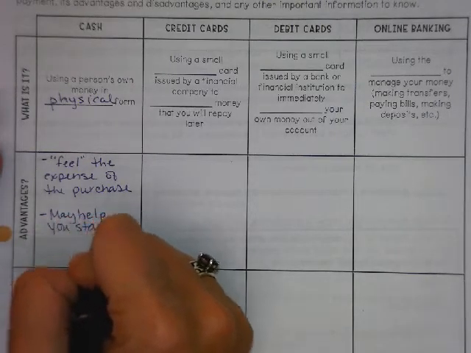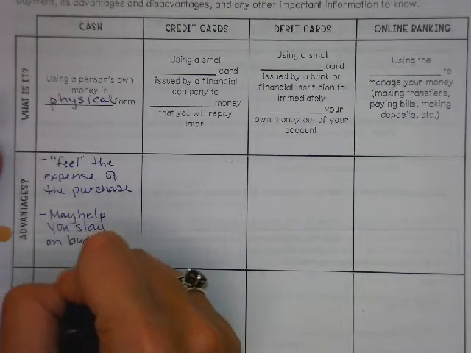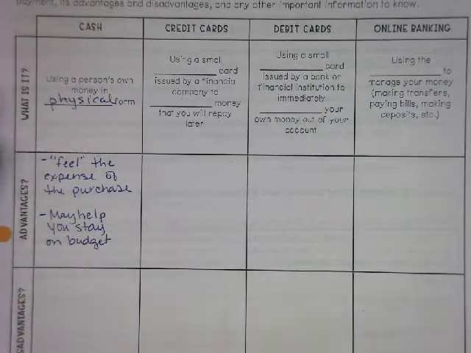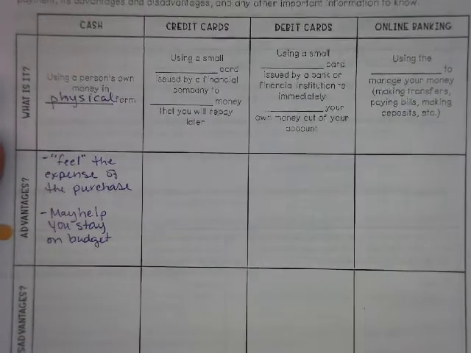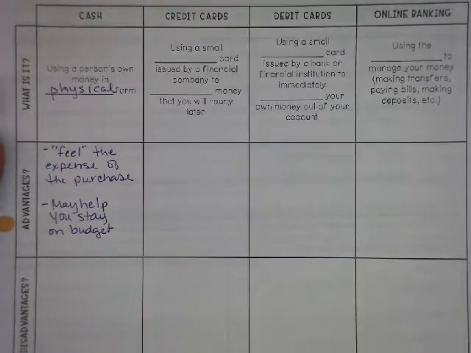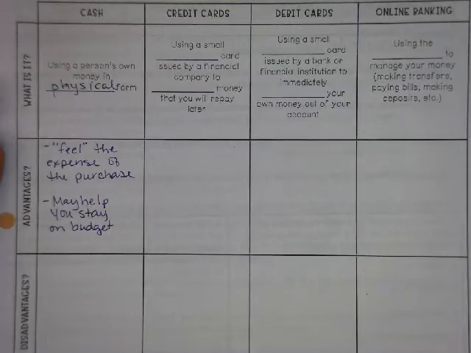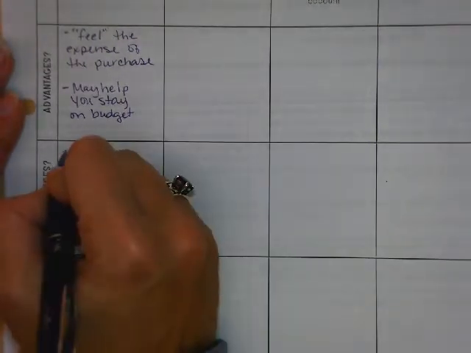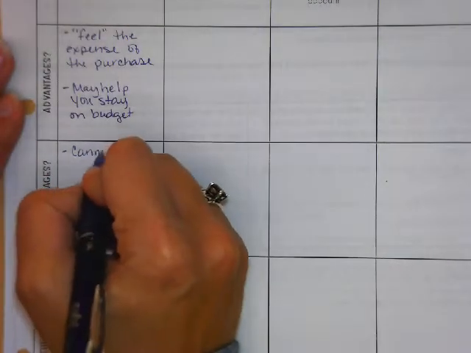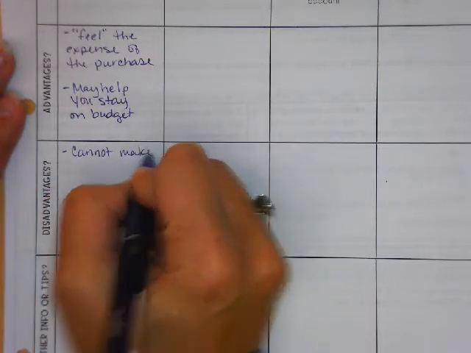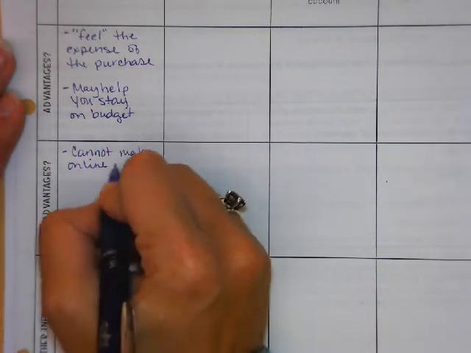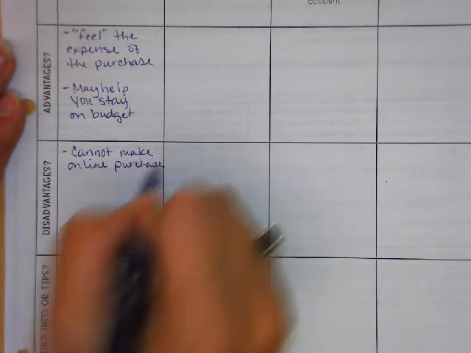Okay, you have some people who take cash and put it in envelopes and they say, this is my money for groceries. This is my money for fun things. And once the money is gone out of that envelope, then they're done for that month. Disadvantages to cash, especially in today's world, is you cannot make online purchases, right? There's no way. It has to be in person if you're going to use cash. So you can't make online purchases.